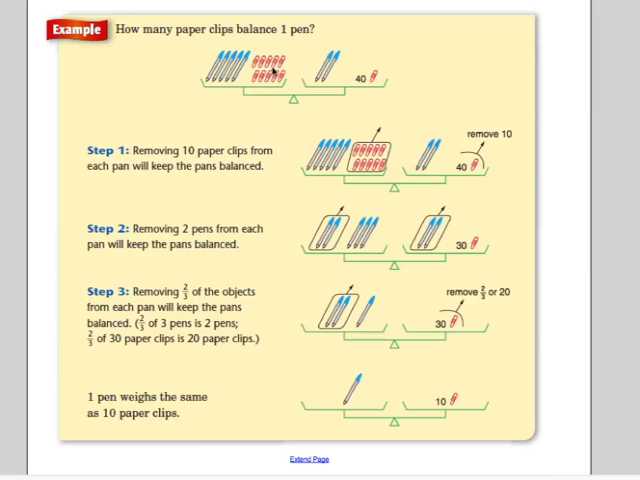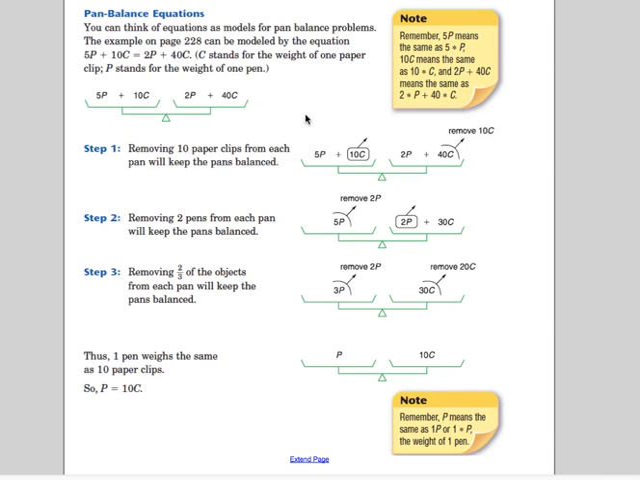And on the right side of the balance, we had 2 pens and 40 paper clips. So we could represent that as 2p plus 40c. Okay, so it's the same exact problem. We're just using numbers and variables rather than pictures. Now we do the same steps to solve the problem.